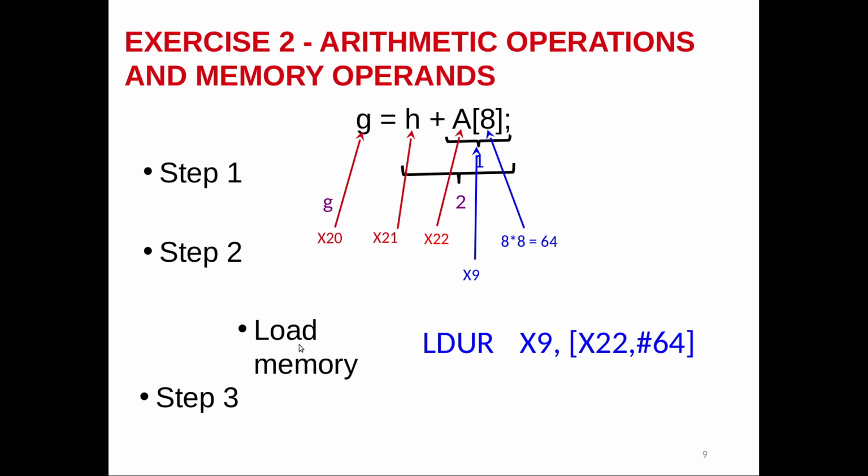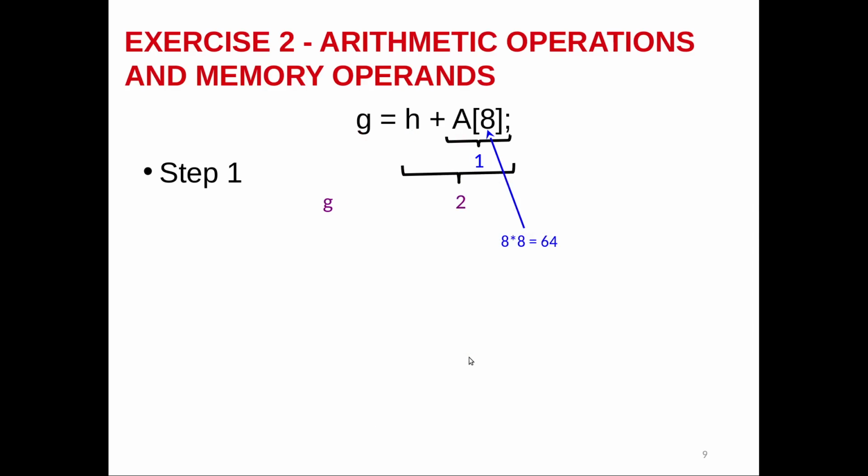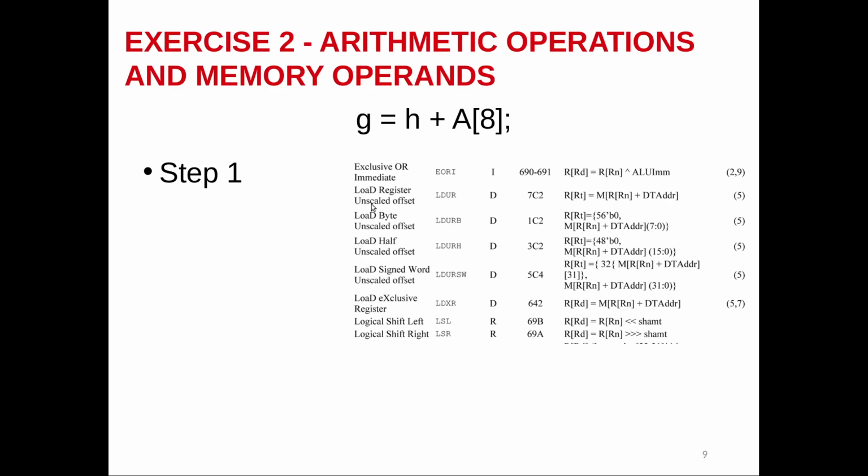The LEGv8 code, as we can see from this table before, we will use the load register unscaled offset, LDUR. The format of this instruction is LDUR Rt, and then the memory location or the base location of the memory A, Rn, and the next is the data address, that is the offset address of this number 8.